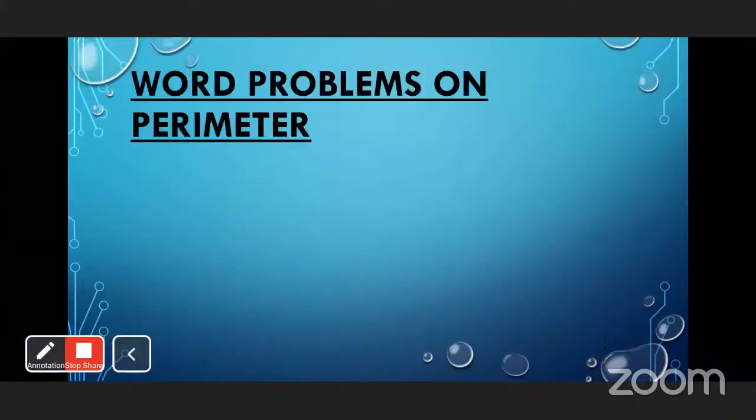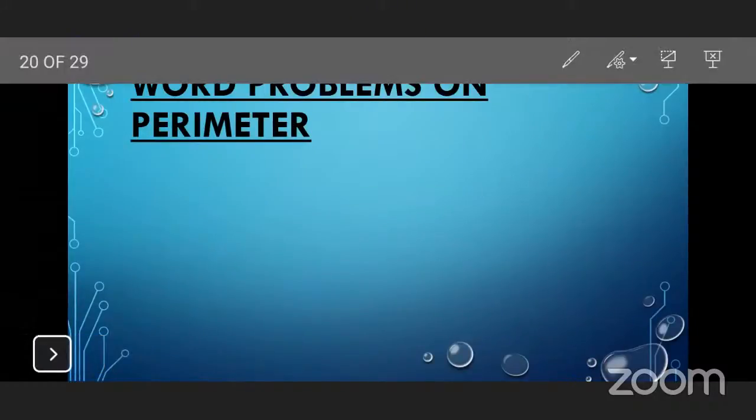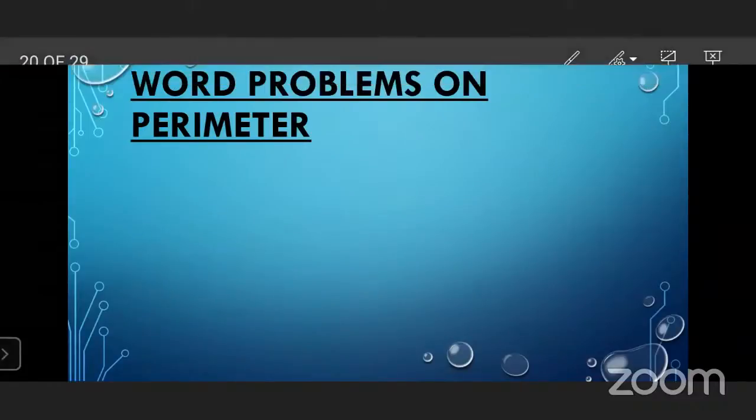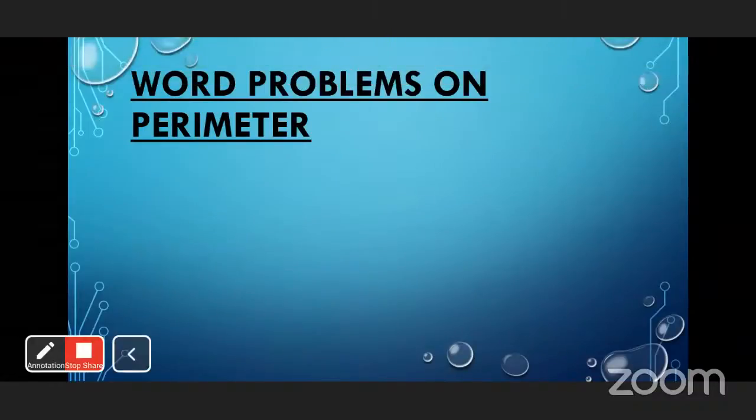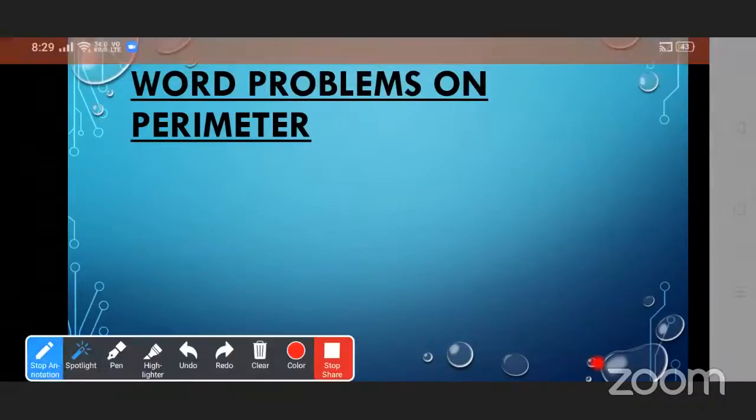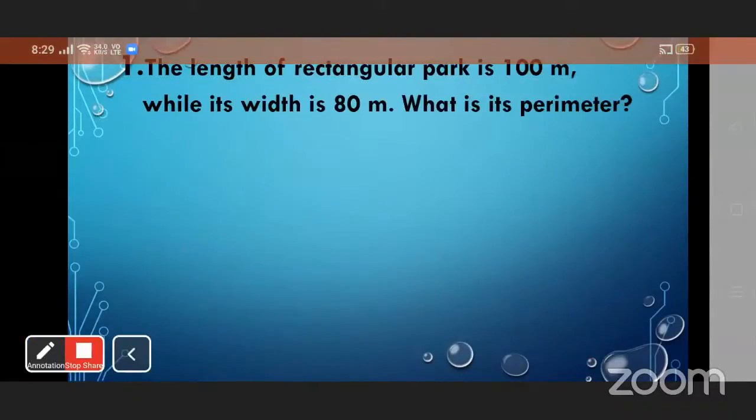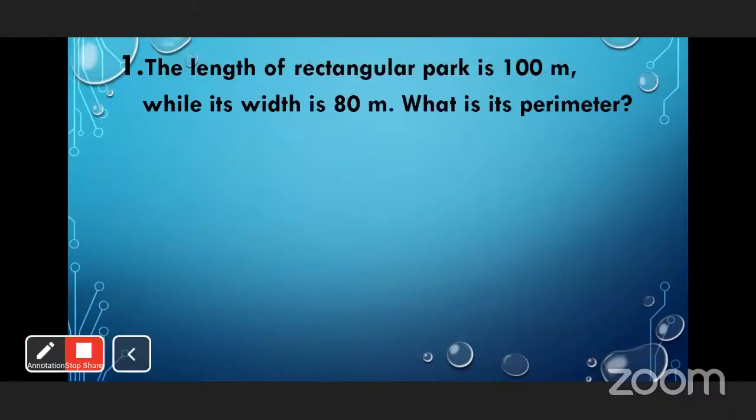Now, come to today's topic. Our topic is word problems on perimeter. Do all of you know about word problems? Yes, I know. Okay, see here. Okay, good. Now, read the first problem.